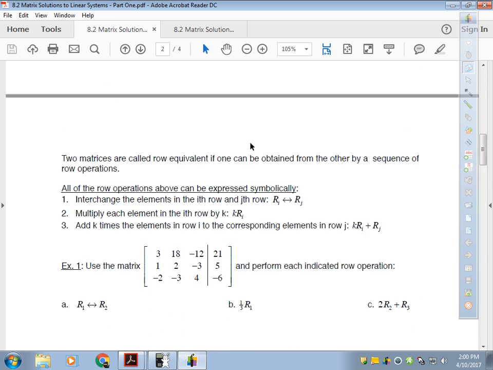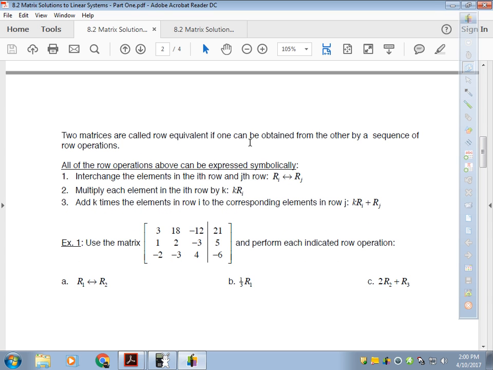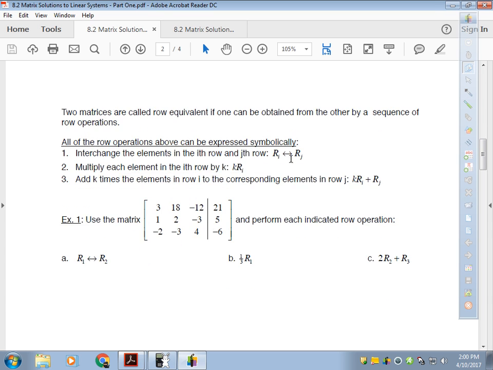Now, we have symbols that represent these operations we can perform on a matrix. This little arrow means interchange the rows. So we see R sub i, arrow, R sub j, that means switch row i and row j. A number in front of R sub i means take row i and multiply it by that number k. And if you have k times R sub i plus R sub j, that means we're going to take row i, multiply it by the number k, and then add it into row j.